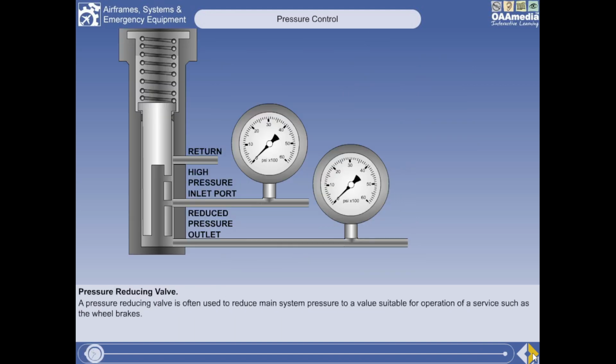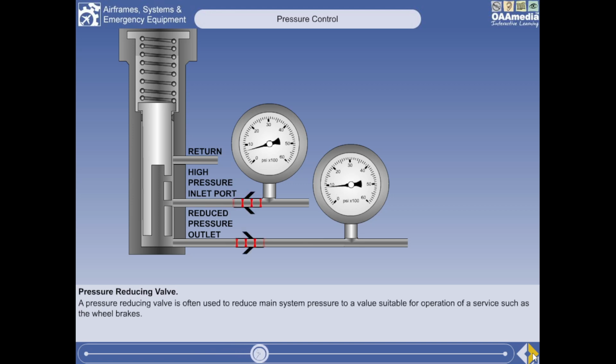A pressure-reducing valve is often used to reduce main system pressure to a value suitable for operation of a service such as the wheel brakes. Prior to system startup, the spring will hold the valve fully down, opening fully both the high pressure inlet port and the reduced pressure outlet.